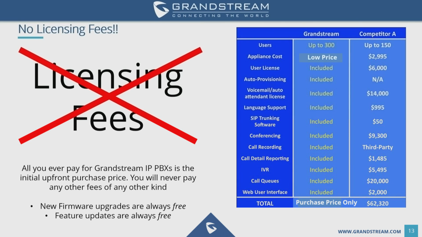Competitor A here is a very well-known IP PBX manufacturer. They really do make great stuff, but as you can see, like with a lot of manufacturers, you're buying a box that you are then going to pay for each feature or to customize it with the features you want. Some of the features, like in this case, call recording, is a third-party app that you have to figure out how to integrate with your PBX. We include all of that.